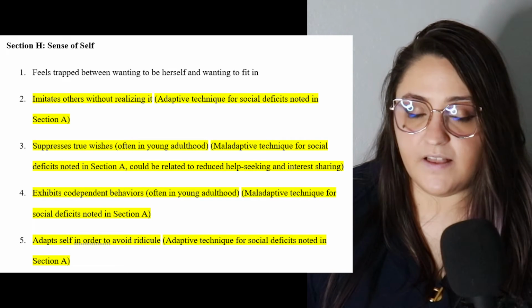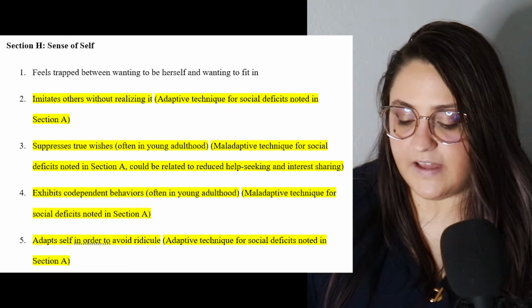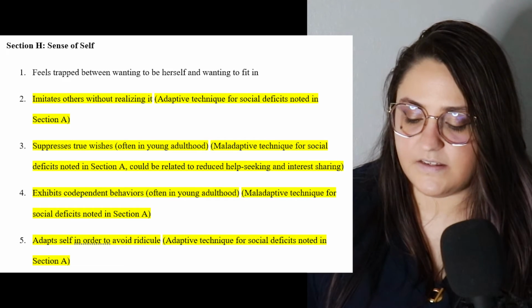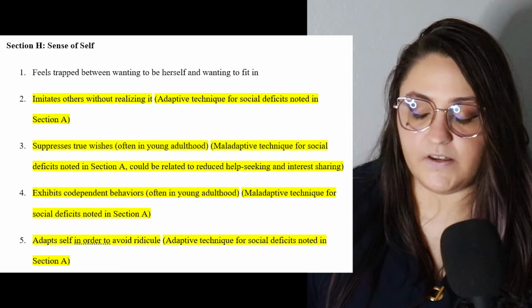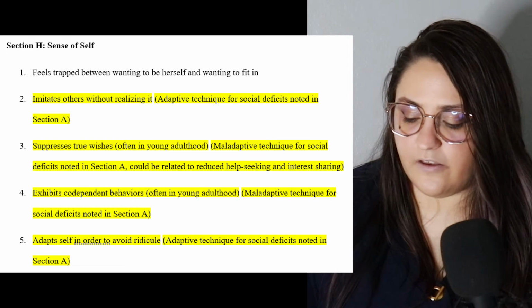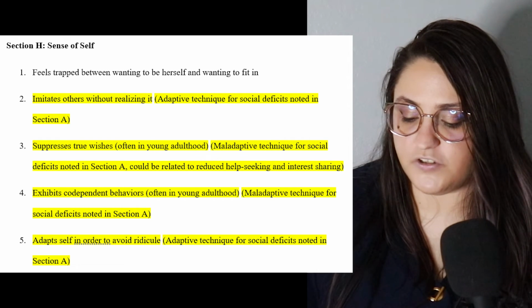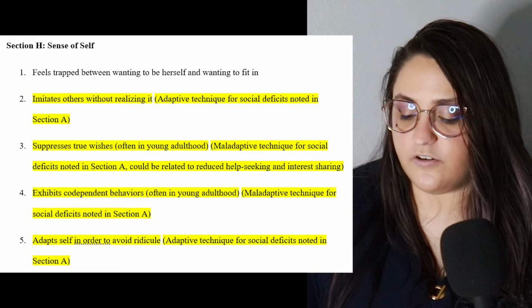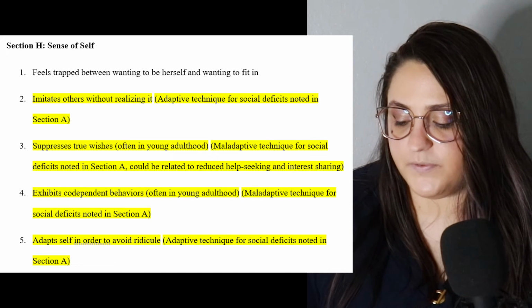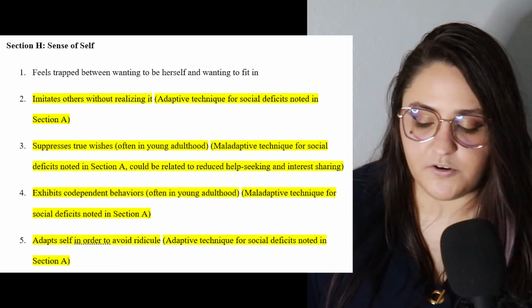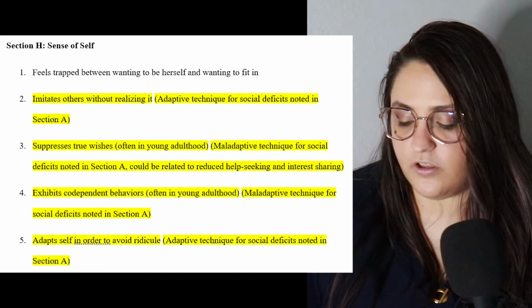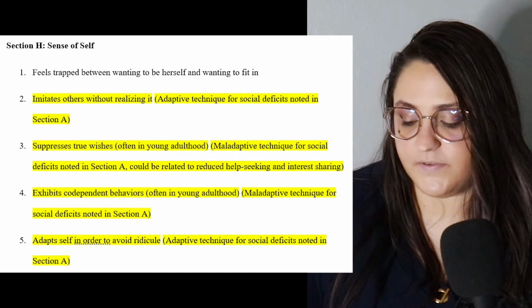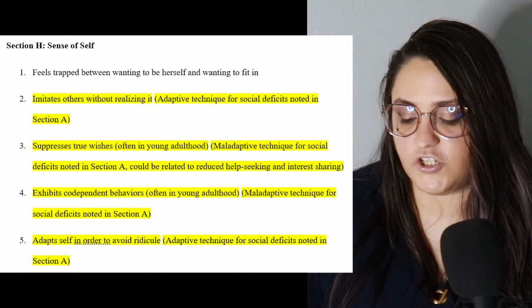Imitates others without realizing it. I put this one again under an adaptive technique for social deficits. So that one's yellow. Suppresses true wishes, often in young adulthood. Put this under yellow. Maladaptive technique for social deficits in section A, and could also be related to reduced help seeking and interest sharing. Not 100% on that though. Exhibits codependent behaviors, often in young adulthood. Again, I feel this is a maladaptive technique for social deficits in section A.